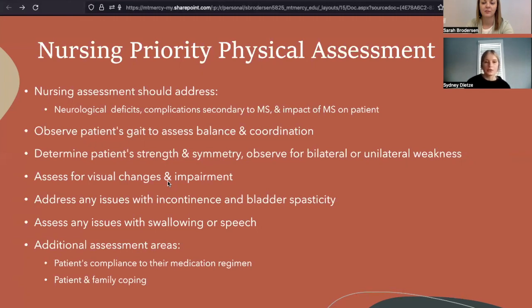Assessing again for those visual changes and impairment. This is again important for risk of falls and just any risk of injury. Addressing those issues with incontinence and bladder spasticity, any issues with swallowing or speech, possibly referring to a speech pathologist for further evaluation of that. And then additional assessments are the patient's compliance to their medication regimen, as well as how the patient and their family are coping with the diagnosis.